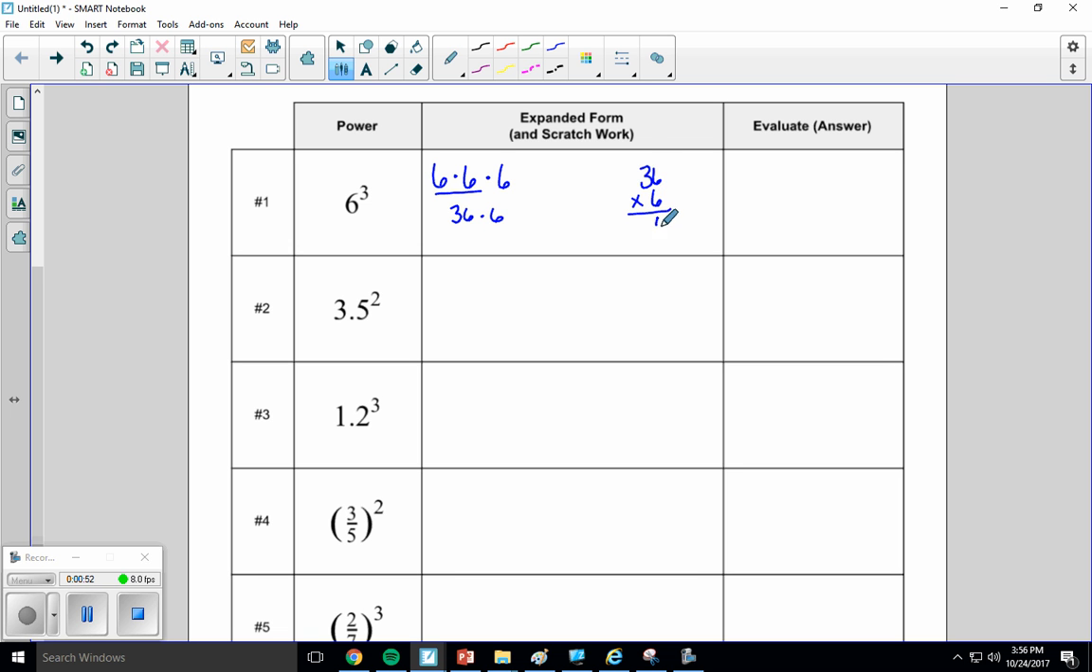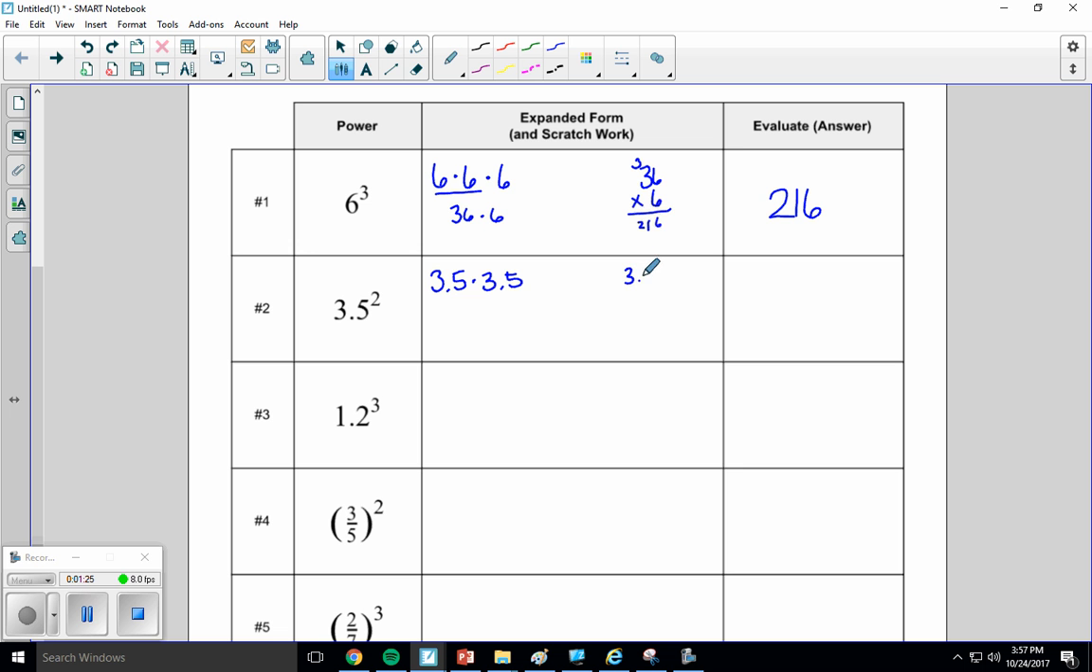6 times 6 is 36, carry your 3. 6 times 3 is 18, plus 3, 21. So that means 36 times 6, our final answer is 216. Number 2, do not let decimals confuse you. 3.5 squared is the same thing as 3.5 times 3.5.